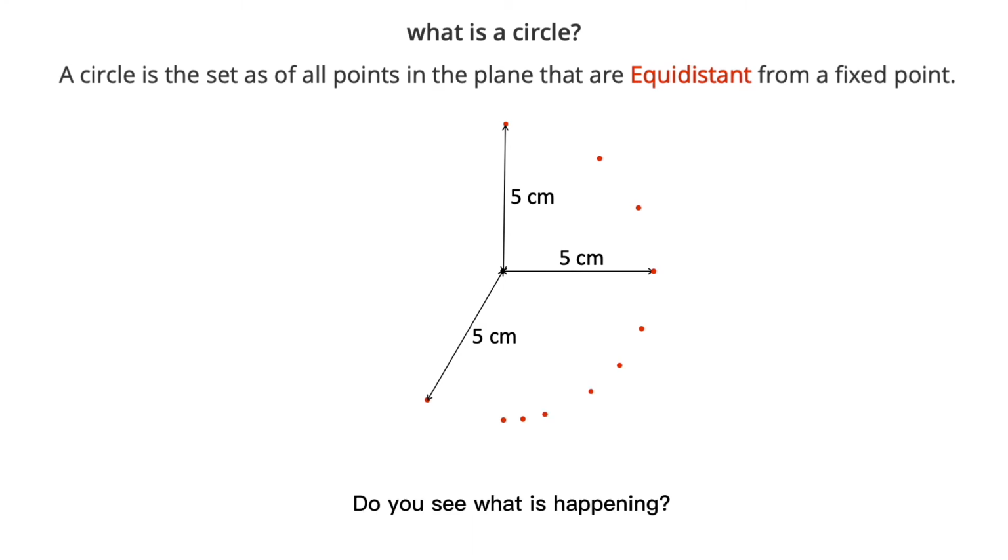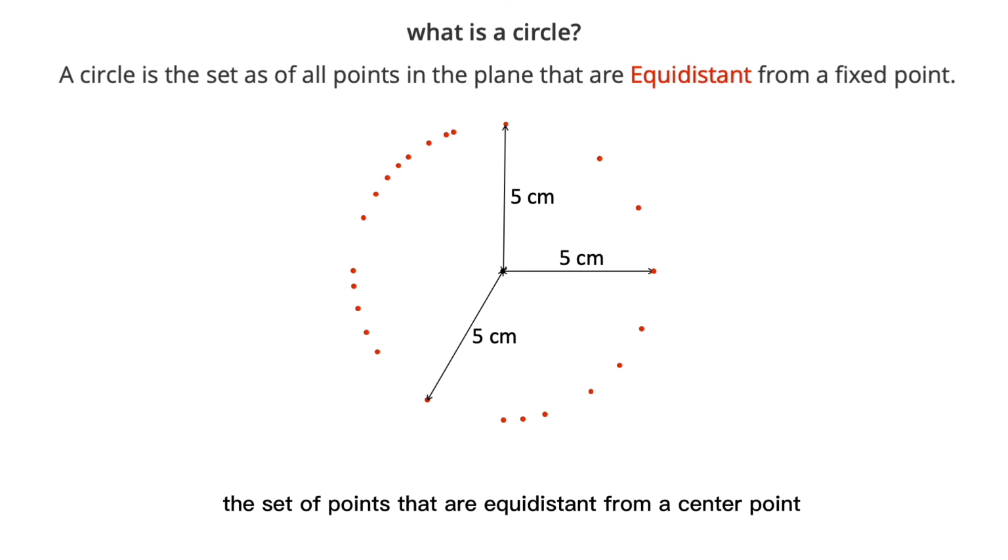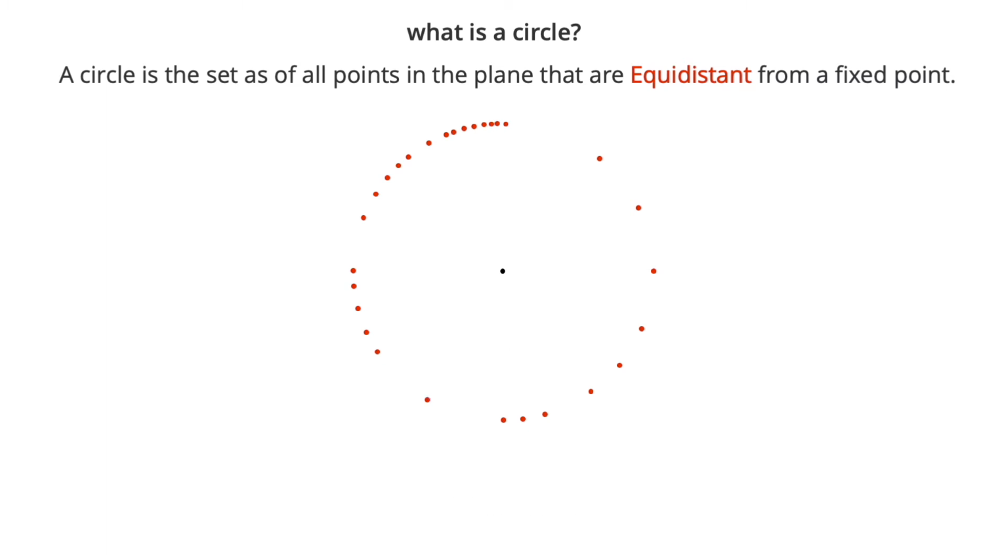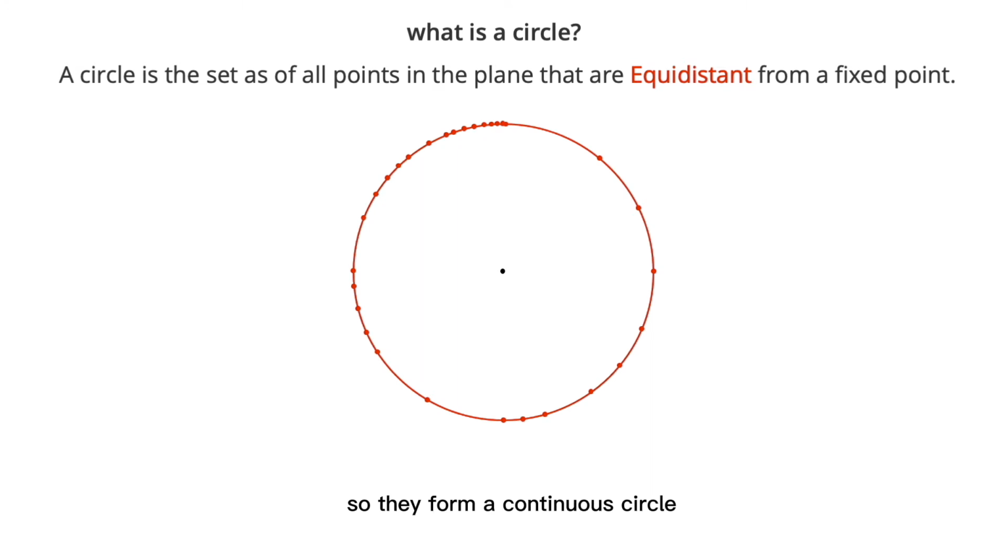Do you see what is happening? The more equidistant points we add, the more the pattern looks like a circle. That's why a circle is defined as the set of points that are equidistant from a center point. But of course, we don't see it as a set of points because there are infinitely many of them. So they form a continuous circle.